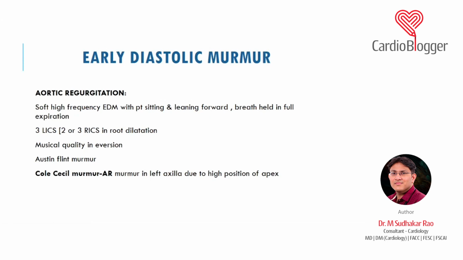Now, an AR murmur also produces an Austin Flint murmur. So we usually get, in a severe AR, an Austin Flint murmur, and it is a mid-diastolic murmur. It tells that there is severe AR, and it is because the blood is hitting the anterior mitral leaflet, which is producing the vibration and a functional mitral stenosis. Now, what is Cole's murmur? If the aortic regurgitation murmur is heard even up to the axilla, it is known as Cole's murmur.